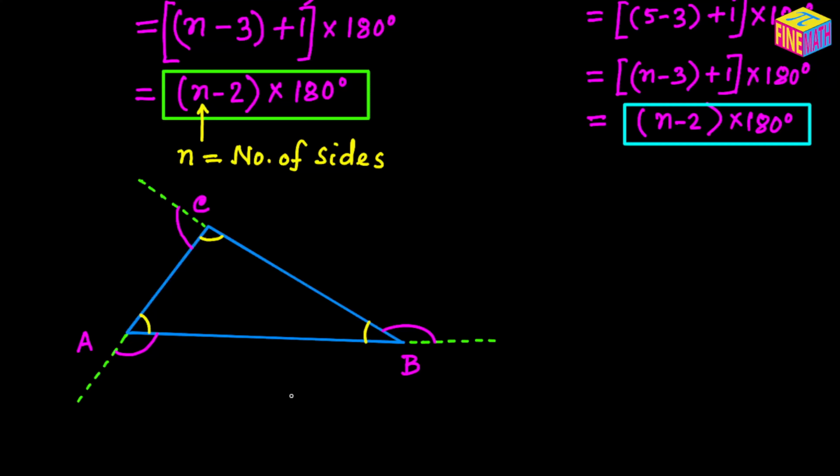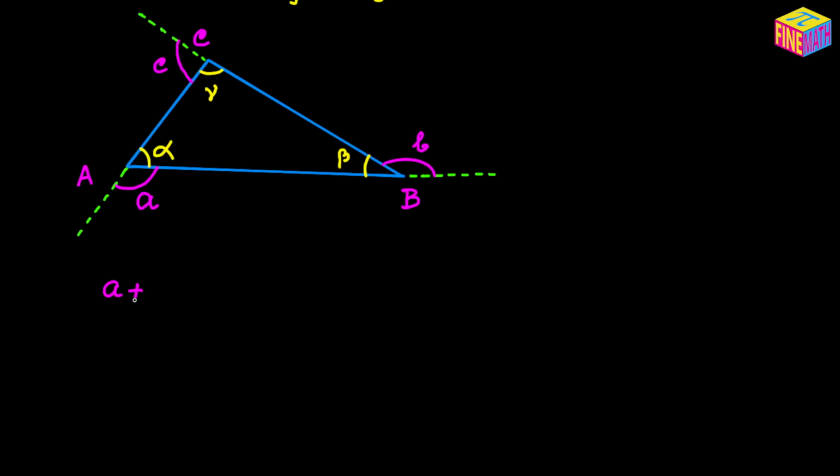Now, what would be the sum of the exterior angles? Let's give them names. Say this angle right here is lowercase a, this is lowercase b, and this is lowercase c. Let's also name the interior angles: this is alpha, this is beta, and this is gamma. Then a plus alpha is equal to 180 degrees, because that would be a straight angle. Similarly, b plus beta is also 180 degrees, and c plus gamma is also 180 degrees, because each of them would be a straight angle.